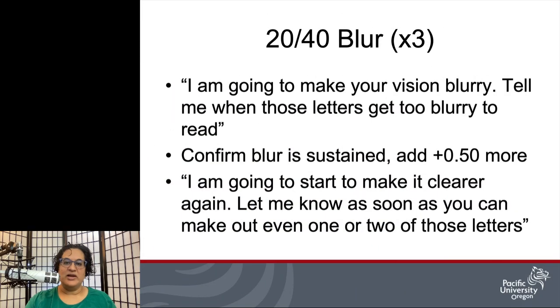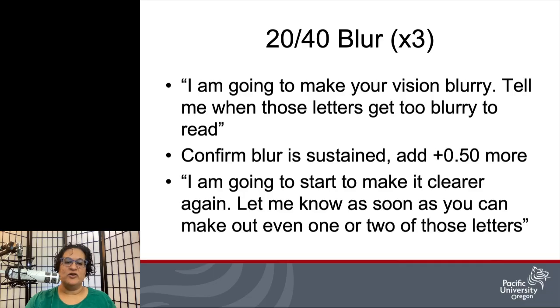When you do your 20/40 blurs, you can add plus to both eyes at the same time as long as one eye is occluded. Once your patient has a sustained blur, go ahead and add those 2 extra clicks of plus to just the open eye and get a recovery on that 20/40 blur to when they can just see 1 or 2 letters. And then go ahead and switch eyes.